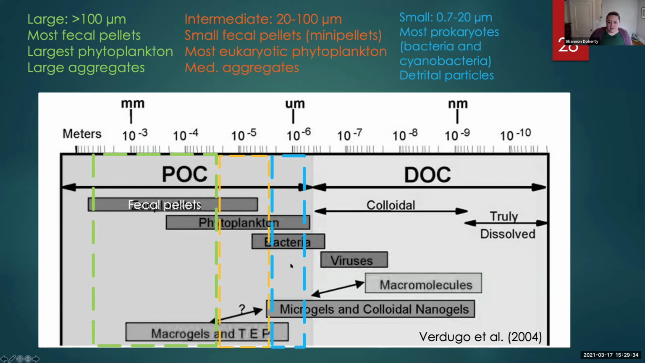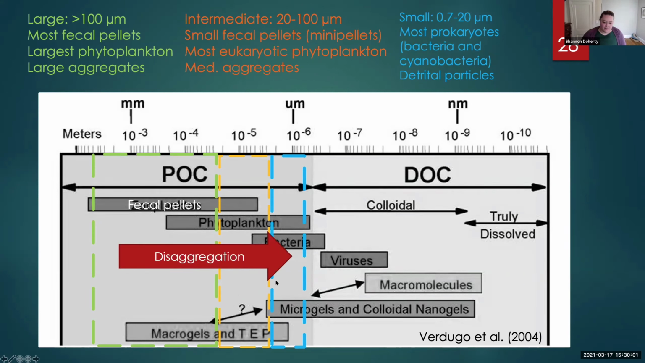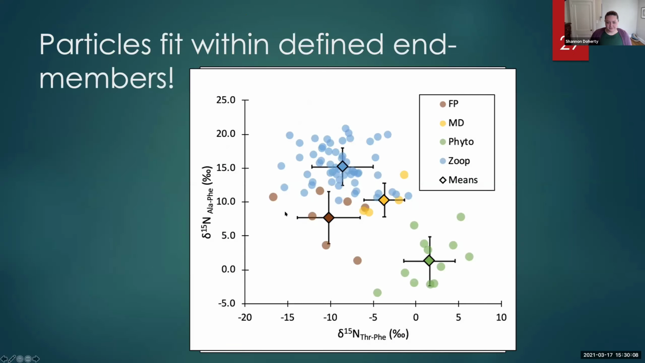And our smallest particles will be most prokaryotes, so that would be our smallest phytoplankton and our heterotrophic bacteria, as well as detrital particles. And detrital particles can be similar in composition to these two larger size classes because anything in the larger size classes can be broken up and put into the smaller size class. So we can have disaggregation happening, moving things from the larger size classes to the smaller.